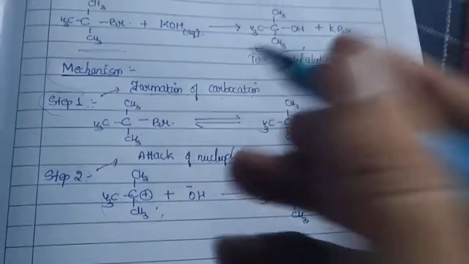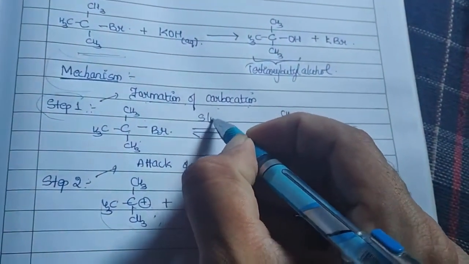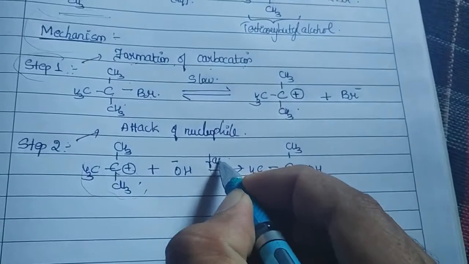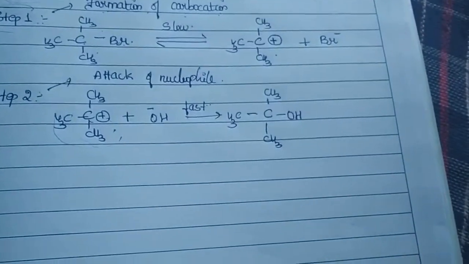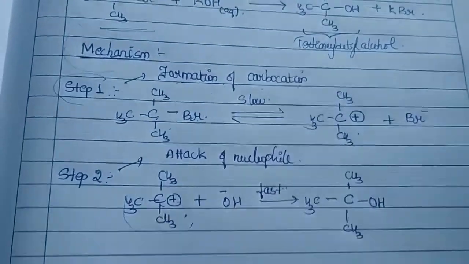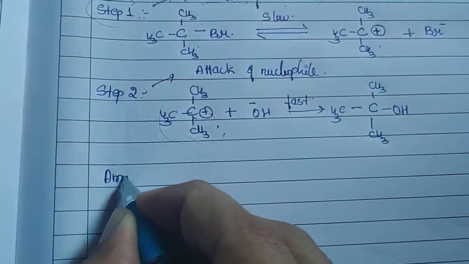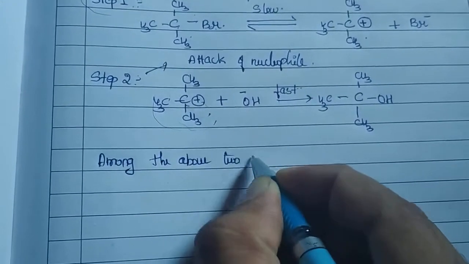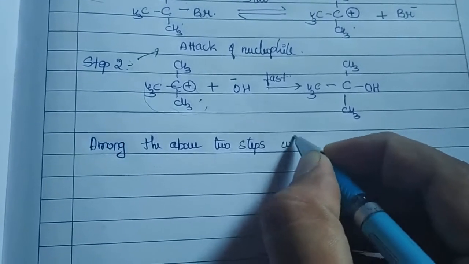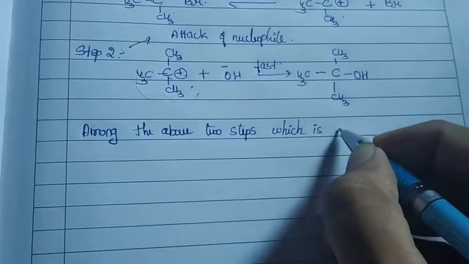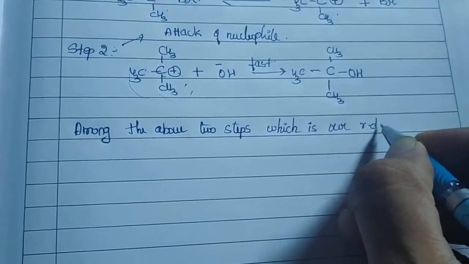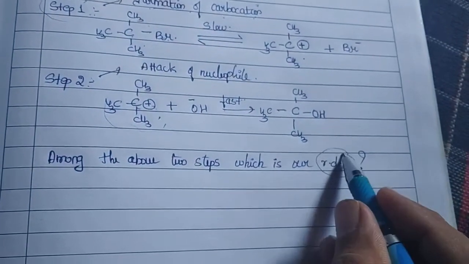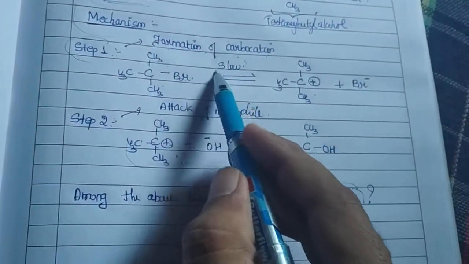So when I determine the rate, what am I observing? The first step is the slowest step, whereas the second step is the fast step. Now can you please guide me, among the above 2 steps, which is our rate determining step? The rate determining step is the reaction which is occurring at a very slow rate.